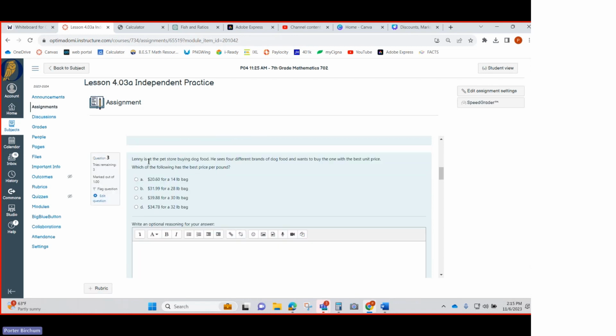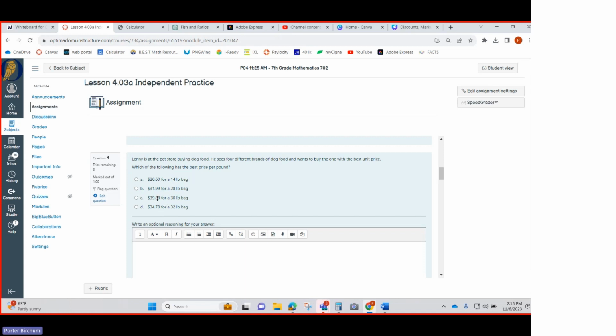Lenny is at the pet store buying dog food. He sees 4 different brands of dog food and wants to buy the one with the best unit price. Which of the following is the best price per pound? So for 1 pound, what's the best price? Let's see. Can I quickly eliminate any of these? No. Not well. I guess let's see what I notice. I guess D is close to $1 per pound, right? It's 32 pounds, 34-ish dollars.